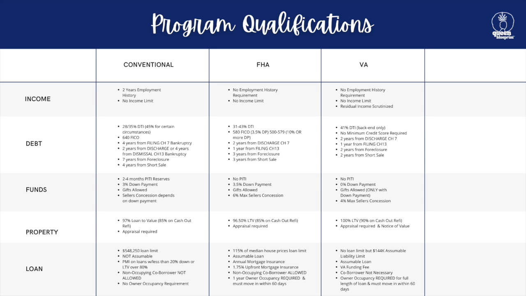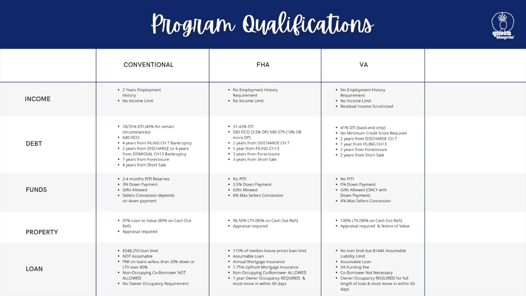There's no loan limit, but $144,000 is the assumable liability limit. So if it goes over that, they're not able to assume it. $144,000 assumable liability limit. It is an assumable loan. You can assume a veteran loan.